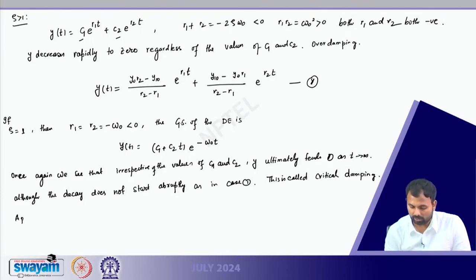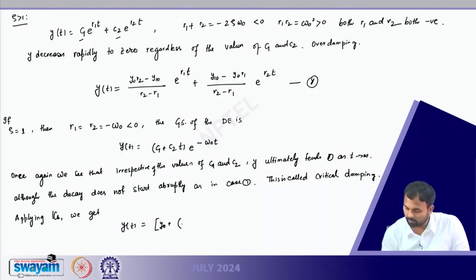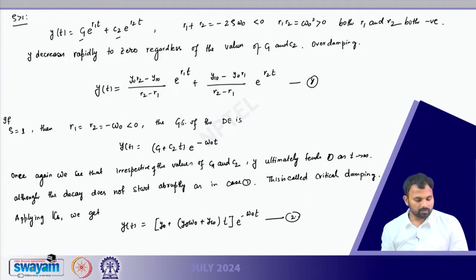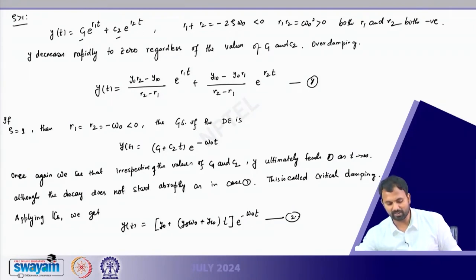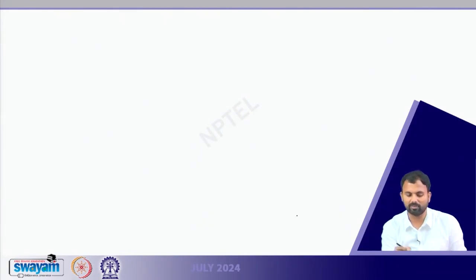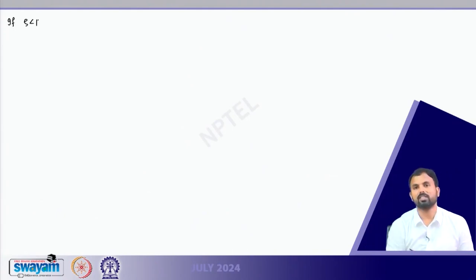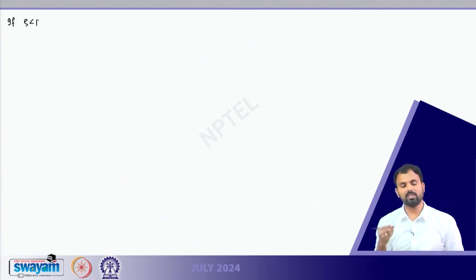Applying initial conditions, we do get some values. So the final solution will be y(t) equals (y0 plus y0 omega 0 plus y1 0) into t, e to the power minus omega 0 t. We can call it equation number 2. Right. So we have covered the cases when zeta is greater than 1 and when zeta equals 1. Let us say when zeta is less than 1 also, then we have all three cases: zeta greater than 1, zeta equals 1, and zeta less than 1.